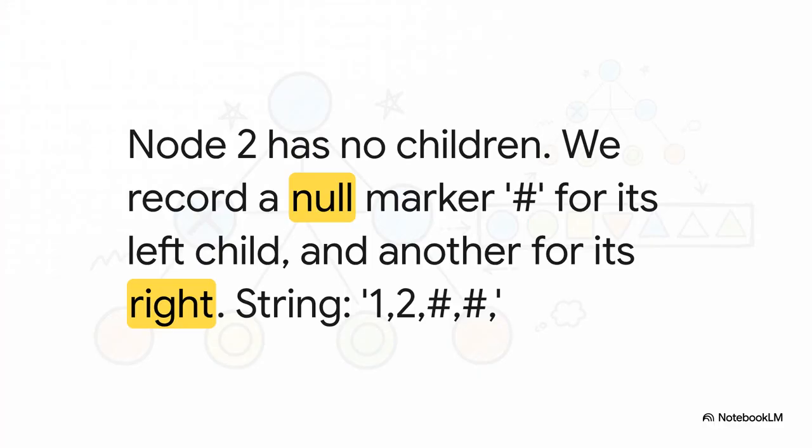Okay, now for that crucial rule. We look at node 2. Does it have a left child? Nope. So we record our null marker, hashtag. Does it have a right child? Nope again. So we add another hashtag. And just like that, the entire little world of node 2 is perfectly described.